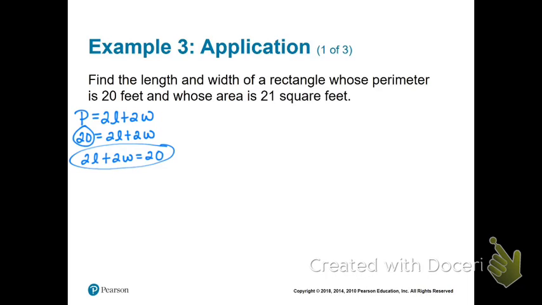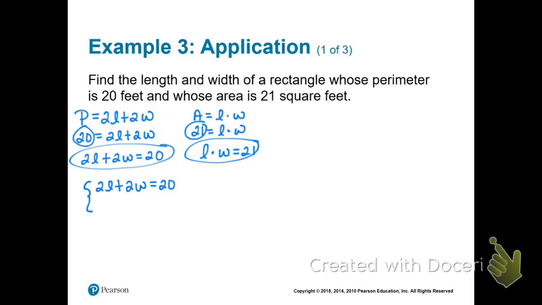But then it tells me about the area. What do we know about the area of a rectangle? And so if my area is 21, I'm going to do the same thing there. I'm just going to move the 21 equals to the other side. So we know that length times width equals 21. And so from that, we have our system. It tells us 2L plus 2W equals 20, and L times W equals 21.